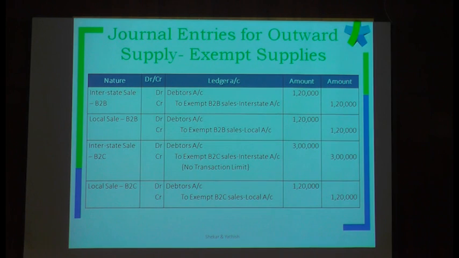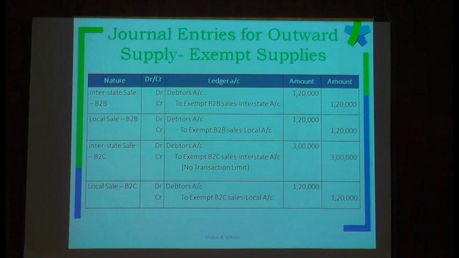Then with respect to the exempted supplies, you have a separate head of accounts, which could be the exempted B2B. Here again you have different types of transactions, that is interstate, local, B2B and B2C. With respect to B2C, as I told you, B2B separately and B2C separately has to be given in your returns.